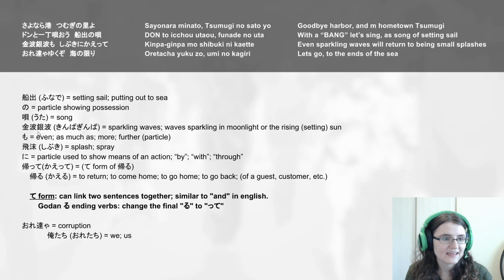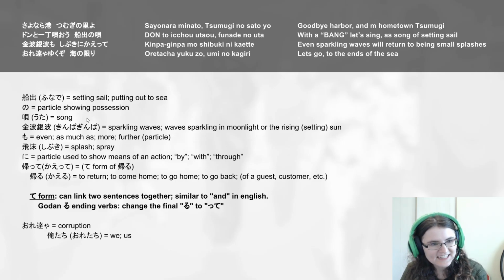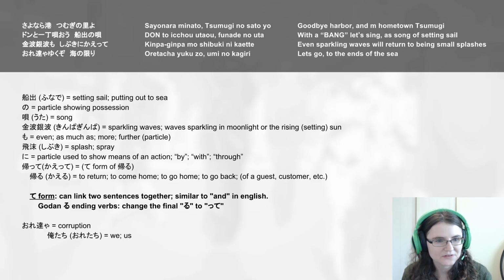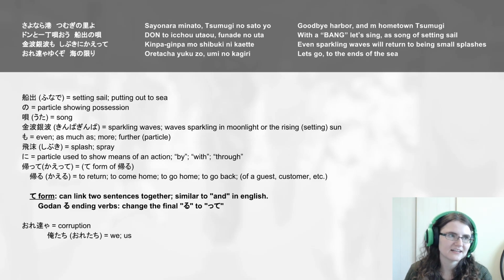And then gin, it's kinpa, ginpa. Kin is gold, and then gin is silver. Like if you know Gintama, he's silver soul because it's gin. That's like sparkling waves or like waves sparkling in moonlight or the rising sun. So you can think of like when you have sparkling waves, like they're kind of white on the top and shiny, so it's kind of like the gold and silver of the sparkling.